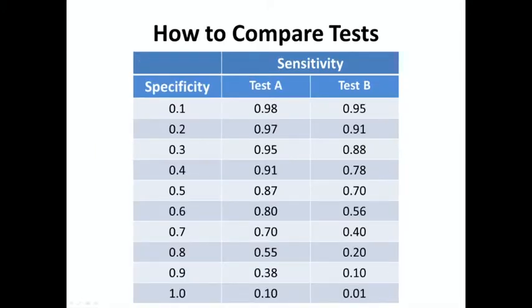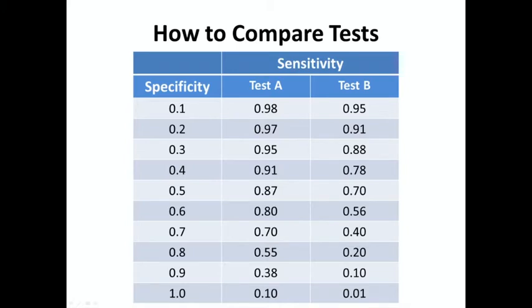So how can we compare tests if that's a problem? Well, here's a way we can do it. We could look at all different possible specificities, and then for each test, list the corresponding sensitivity. So here we're kind of taking away the threshold effect by looking at all thresholds, and we can see that test A has a higher sensitivity than test B for every level of specificity. So it looks like test A is going to be more accurate, and that's correct. So this is one way we can do that.